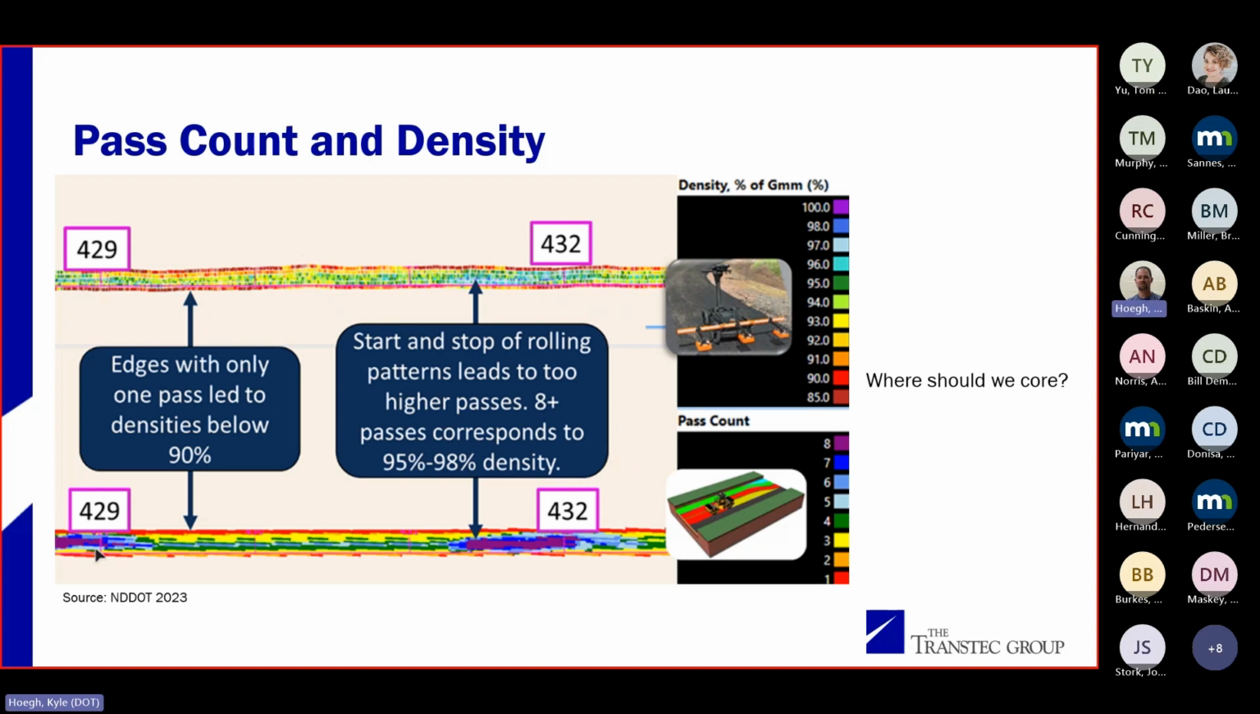This is one I see all the time. This is one Amy mentioned too. Nobody rolls the edges of pavement, and it's pretty much permitted in a lot of specifications. When I was paving, the really common specification was, we aren't going to take a core within 2 feet from the edge. What does that tell me as a contractor? I don't have to get density within 2 feet from the edge.